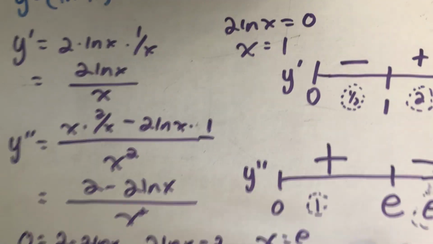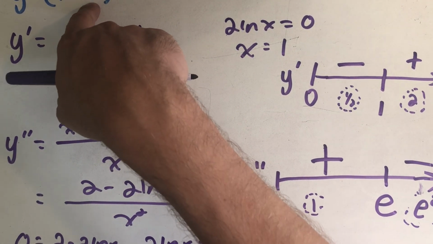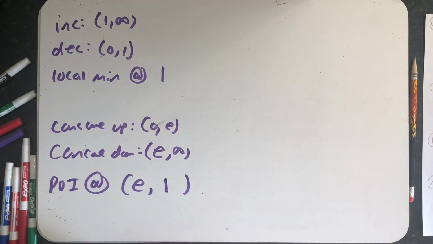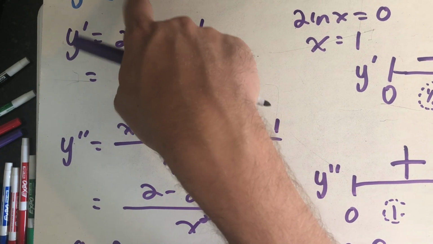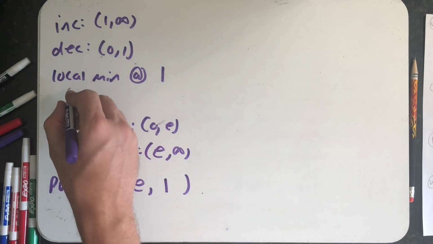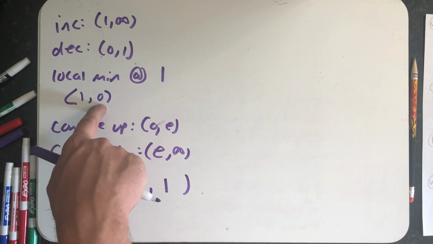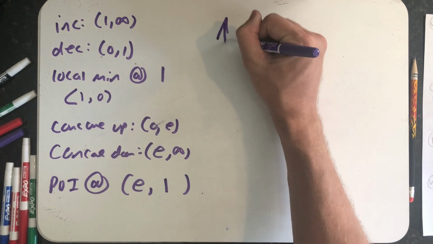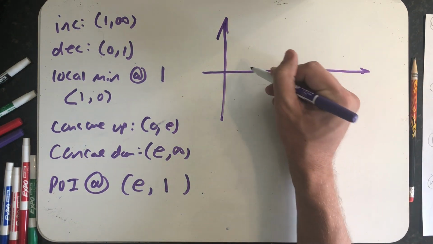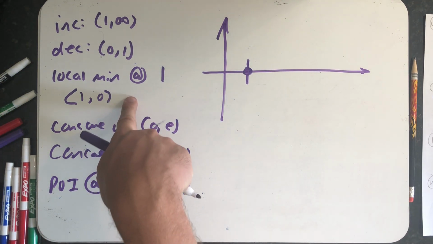And let's go on and find that y value. I find y values by plugging back into the original function. The natural log of e is 1, and 1 squared is 1. So there's a point of inflection at e comma 1. The local minimum happens at 1, and if I plug 1 into my function, the natural log of 1 is 0, and 0 squared is 0. So the local min of 0 happens at x equals 1. Well, I'm supposed to find intercepts. 1 comma 0 is my x-intercept, and it's a local min.